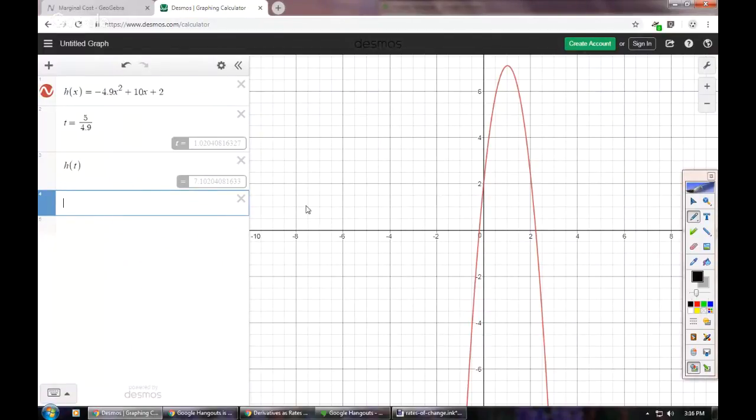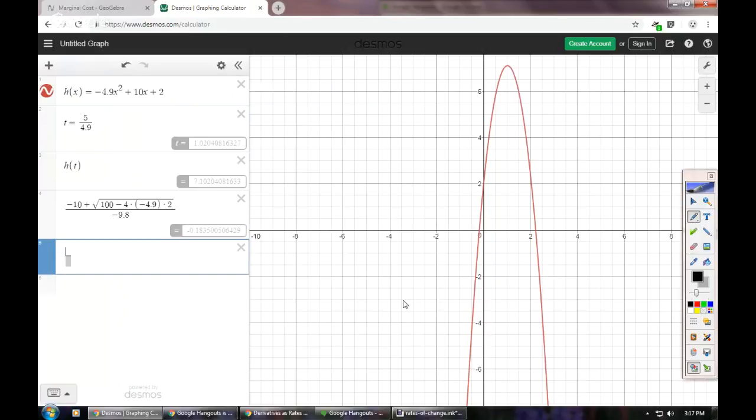So let's see, we've got a fraction, negative 10, plus, we'll do them separately, the square root of 100 minus 4 times negative 4.9. And you could have adjusted the signs there if you wanted to. Times 2, all over negative 9.8 is one of them. And I have an error there somewhere. I think I need times maybe. There we go. And then I've got the other one, fraction.